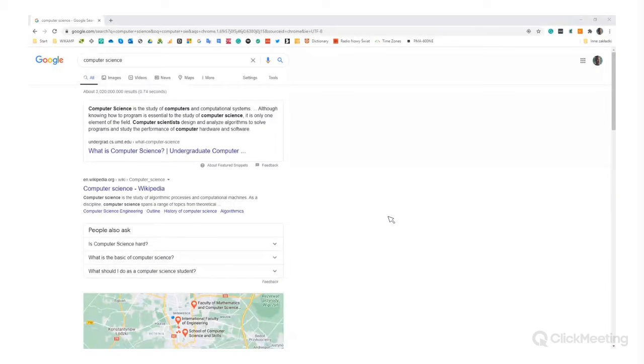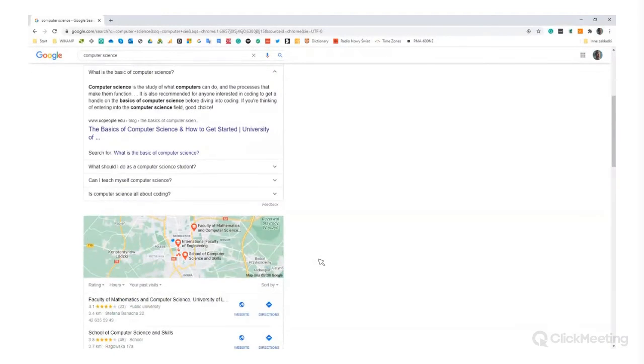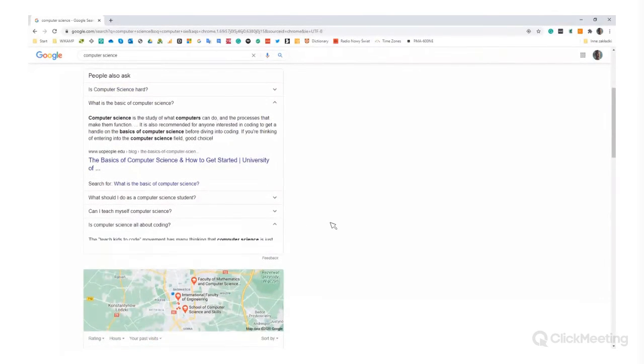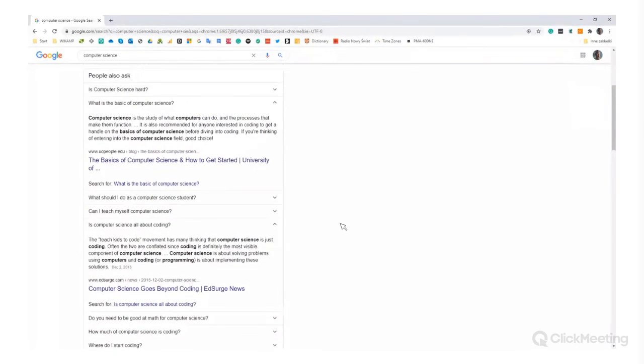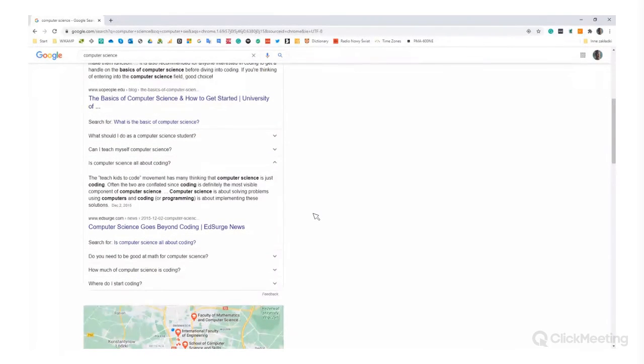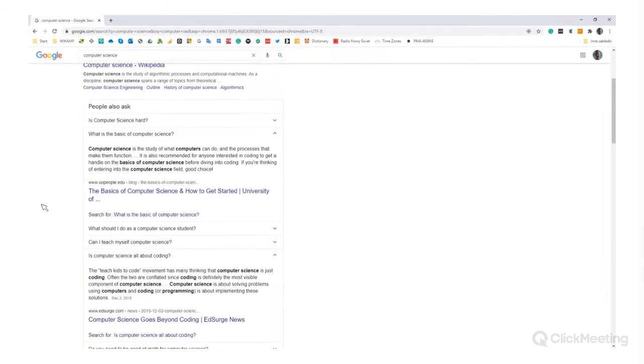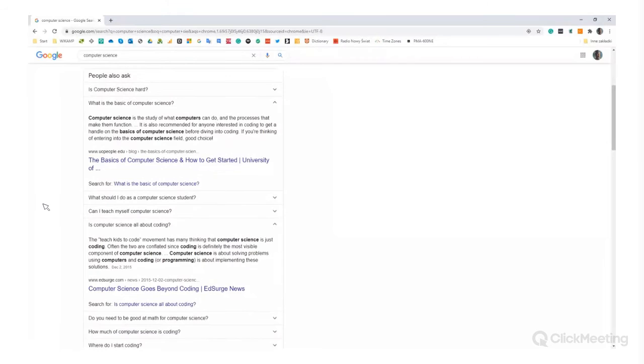Therefore, we must talk also about the technology. So the next question is a very important question. Is computer science about coding, do you think? Is it only about the coding? What does coding mean? The question is whether computer science is all about coding.